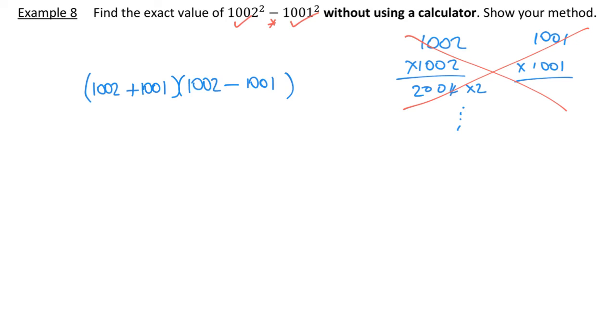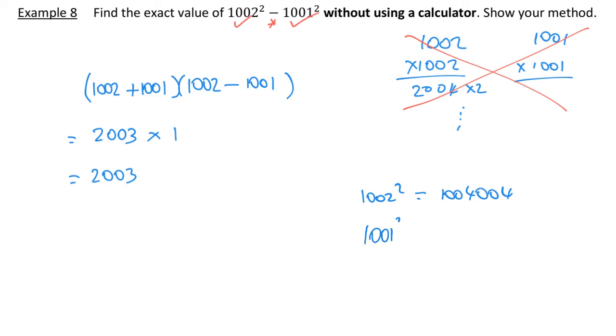So 1002 plus 1001 is 2003, and 1002 take away 1001 is 1. So what we've got is 2003 times 1, which is 2003. Now if we were to use a calculator to show that, 1002 squared works out to be 1004004, and 1001 squared is 1002001. And we can take those away.